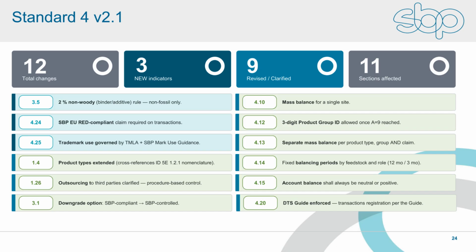Here's the map for Standard 4. 12 changes across 11 sections. 3 new indicators in dark teal. 9 revised or clarified in mid teal.